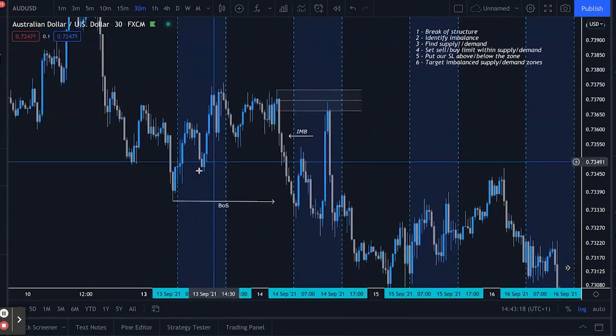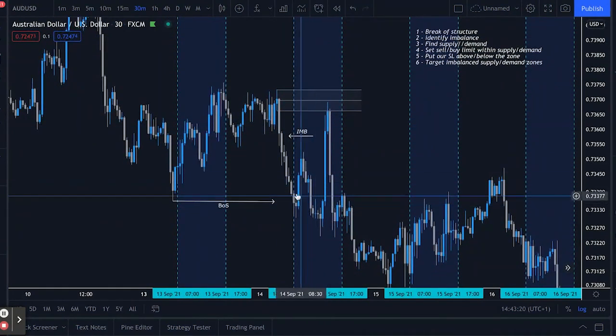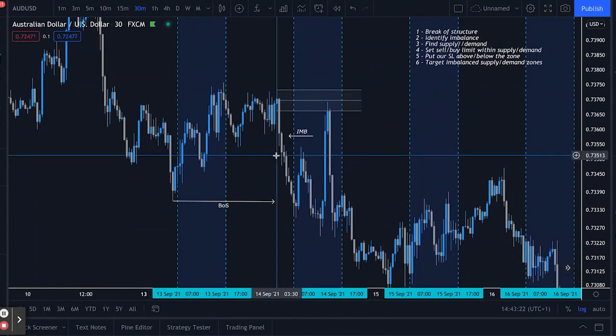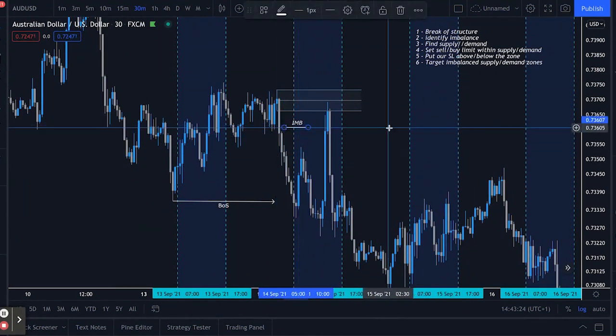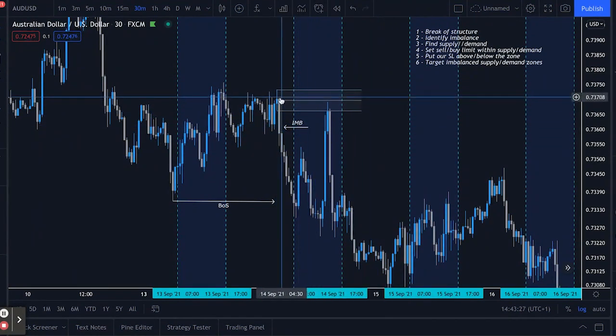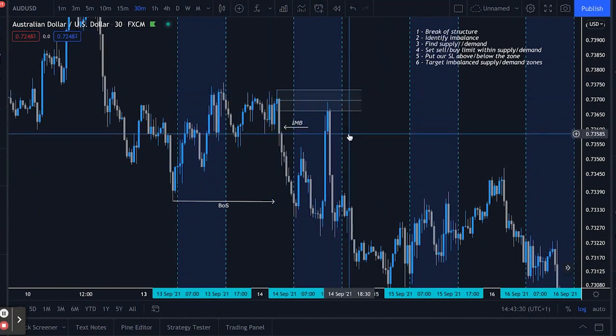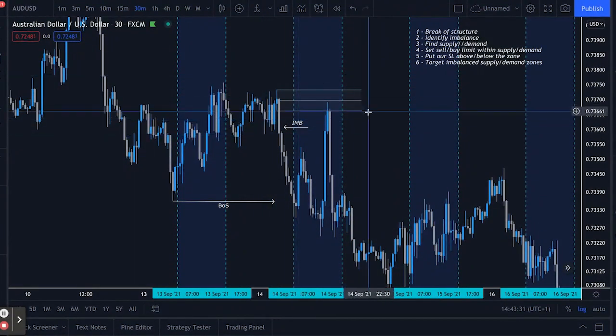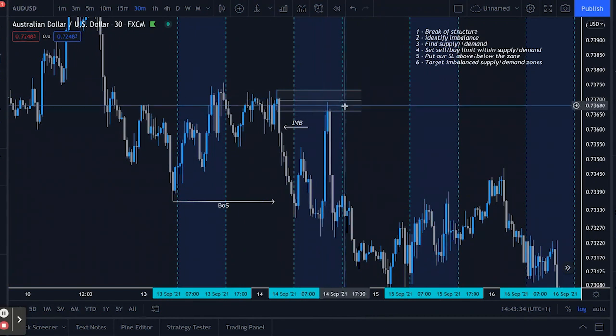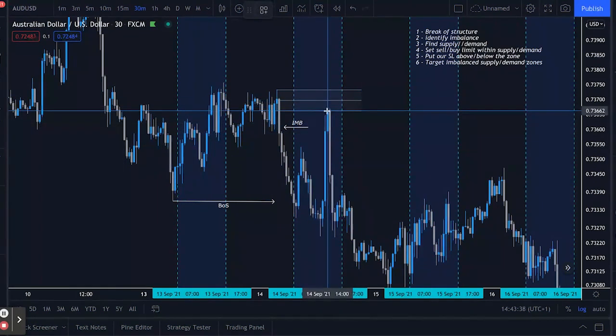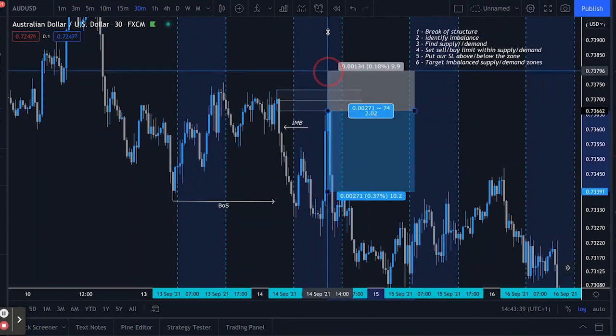Okay, we had first of all a break of structure with the trend which occurred here. Second of all, we found a large imbalance. Third of all, we found and refined a supply zone which goes in line with the trend. This is an imbalanced supply zone, so we want to see the imbalance filled to trade into supply. The fourth rule is to set a sell or buy limit. In this instance, we would have set a sell limit.